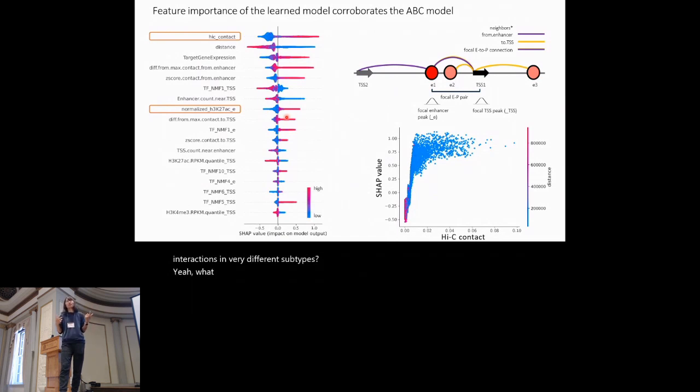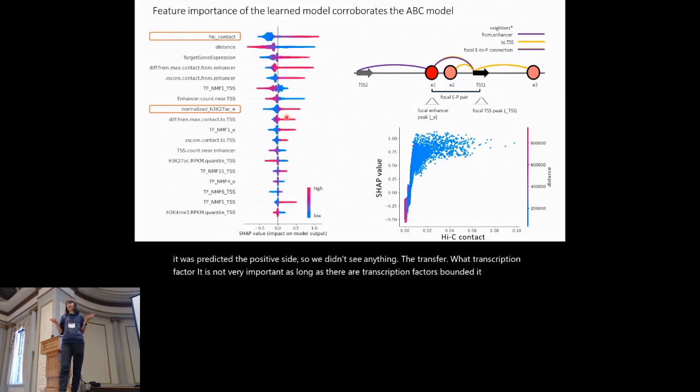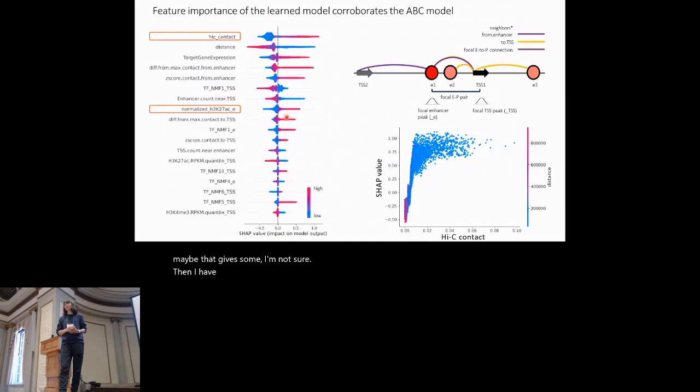What we found was that other than that AP1 complex, generally, if there was a transcription factor found in the enhancer, it was predicting the positive side. So it didn't seem like which transcription factor it is was very important. As long as there were transcription factors binding, it was positive. So maybe that gives some hint, I'm not sure. Is it the accessibility? Could it just be that the promoter is, so that sort of predicts constitutive promoter activity or something like that?